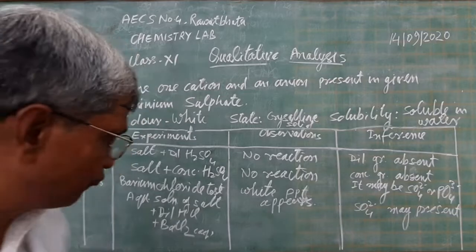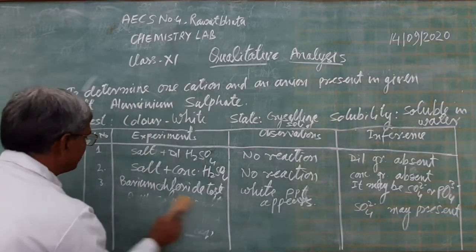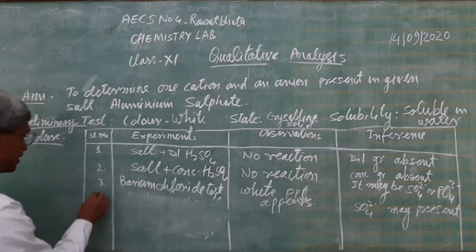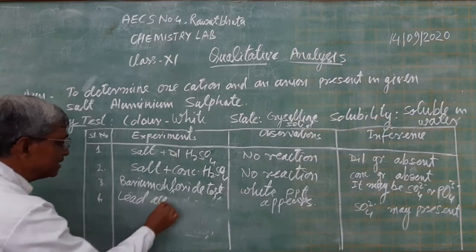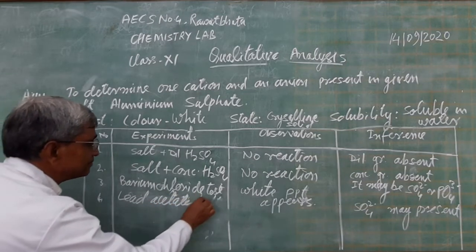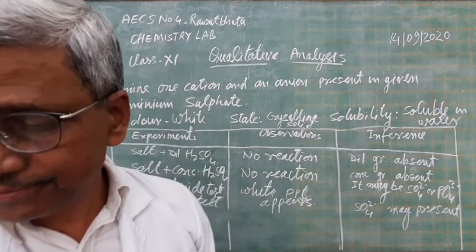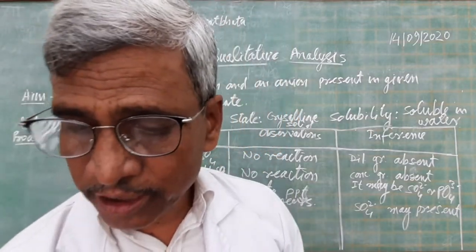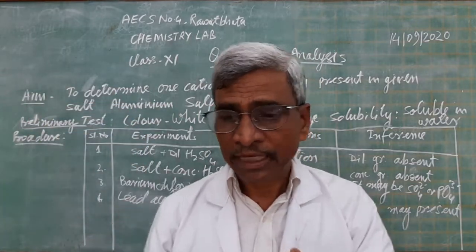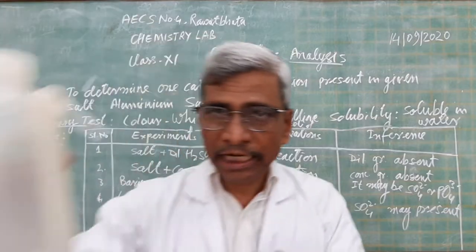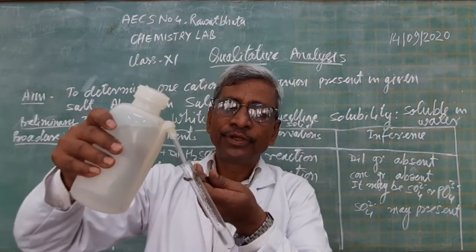So, next is the fourth one, that is the confirmation test. The fourth confirmation test is called the lead acetate test. This is the fourth one. What to do in this test? Take the salt in the same way. Take a small amount of salt in the test tube and add water to make its aqueous solution. Here, sufficient water.